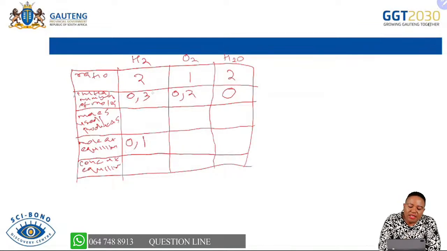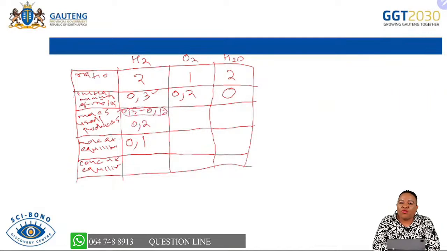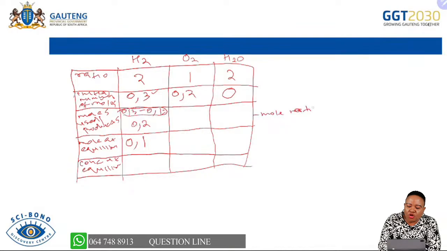Therefore, we're going to say the initial number of moles, which is 0.3, subtract the 0.1 mole that we found at equilibrium. And 0.3 subtract 0.1 is going to be 0.2. So already we know the number of moles that were used for hydrogen. Therefore, we are going to use the mole ratio in order to find the number of moles of oxygen that we use and the number of moles of water that we produce.